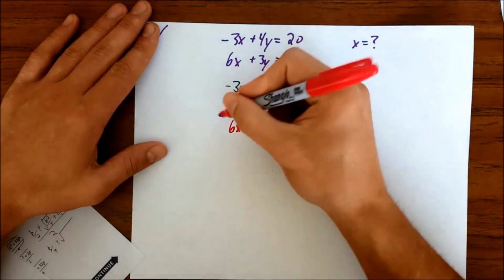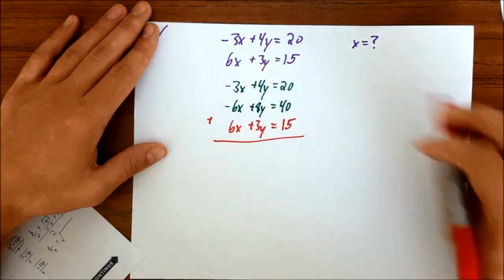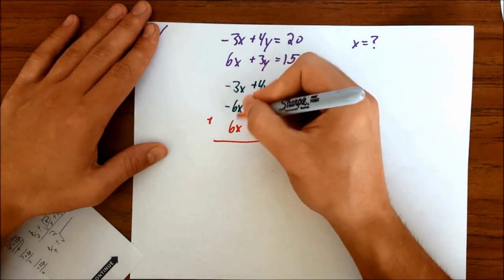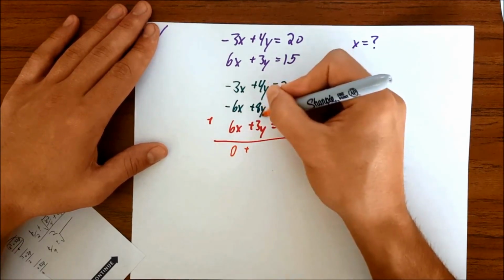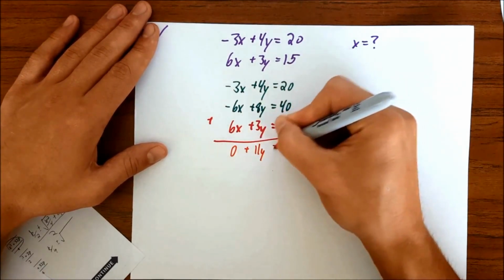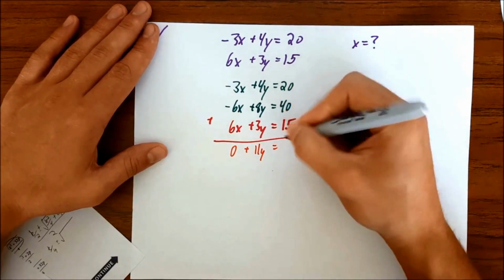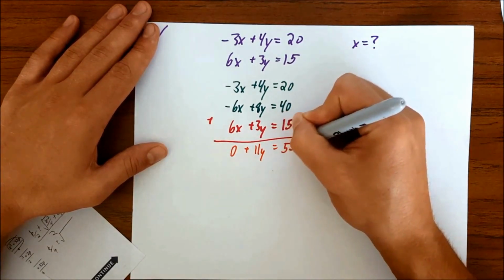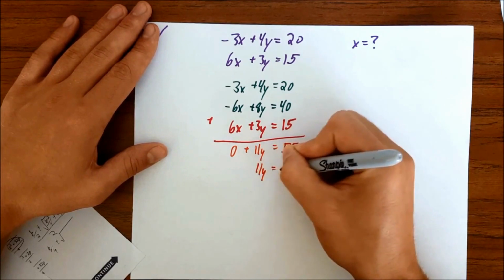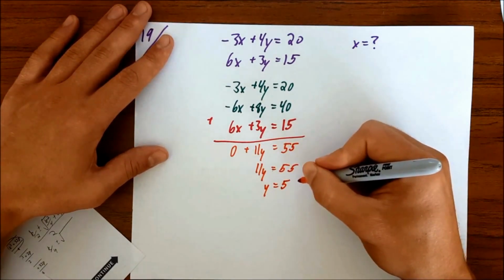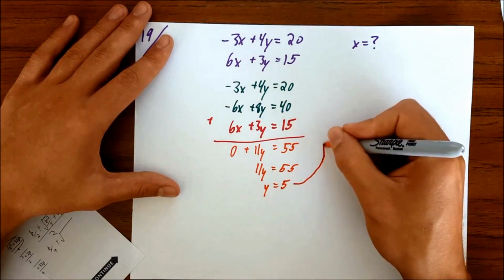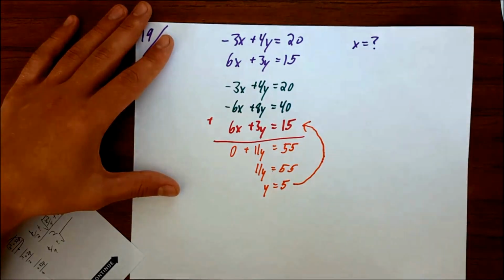Okay, so now notice, if you were to add these, what would happen? Well, you would add them. Minus 6x plus 6x is going to be 0. 8y plus 3y is going to be 11y. And then 40 plus 15 is going to be 55. So now you get 11y equals 55. So y equals 5. And now you can just plug this back in to say this equation.